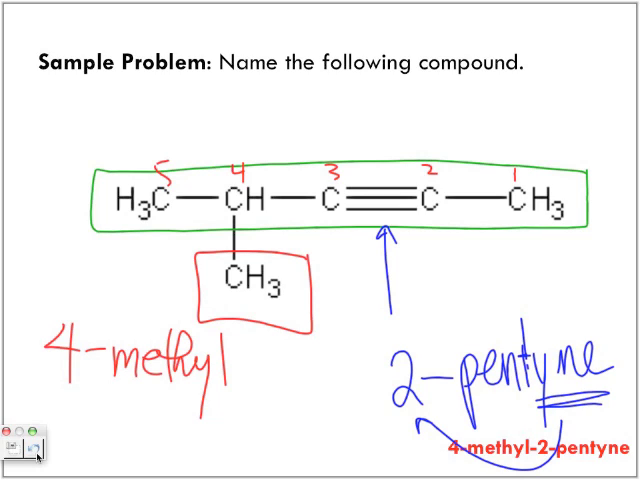So notice, 2-pentyne, meaning the triple bond is on the number 2 carbon. There are 5 carbons in our main chain, right, with the triple bond located on the 2nd carbon. And we've got a methyl group, 1 methyl group, located on the 4th carbon of this main chain.